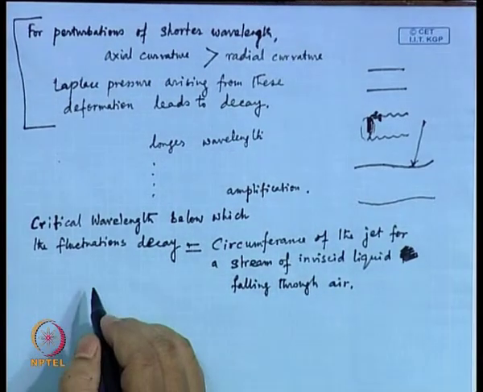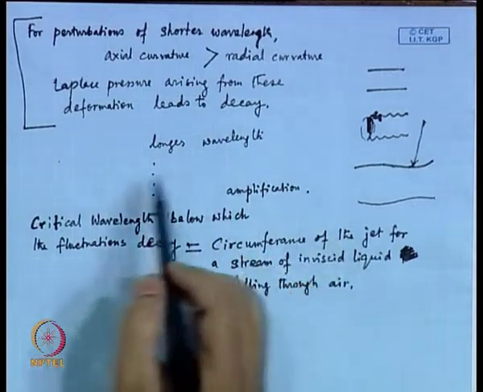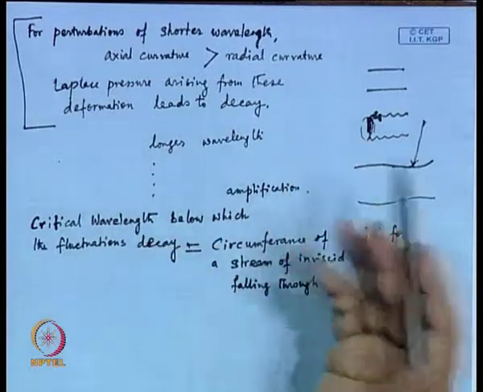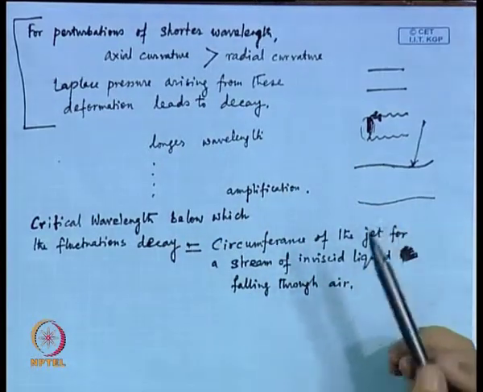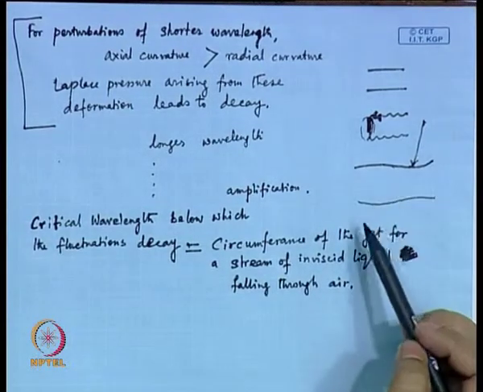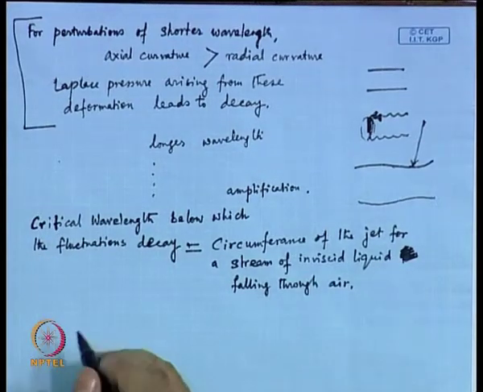What you can, and another, I mean, this has been derived. As I said, in Rayleigh-Plateau instability, it has been derived using a sinusoidal modulation, and then it has been shown that this is the critical wavelength.